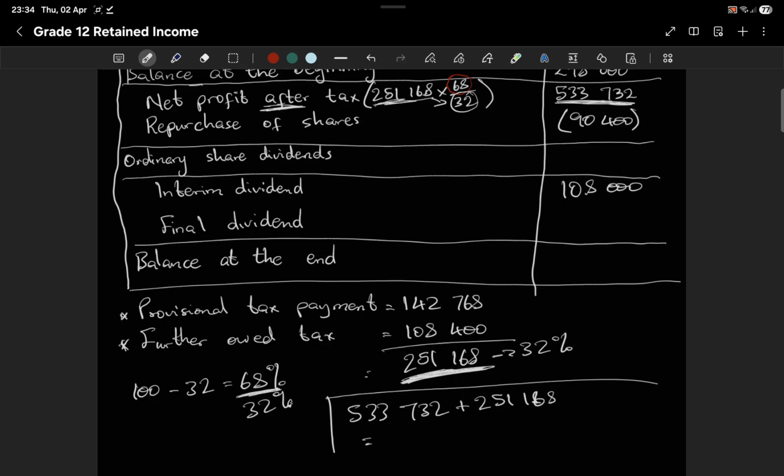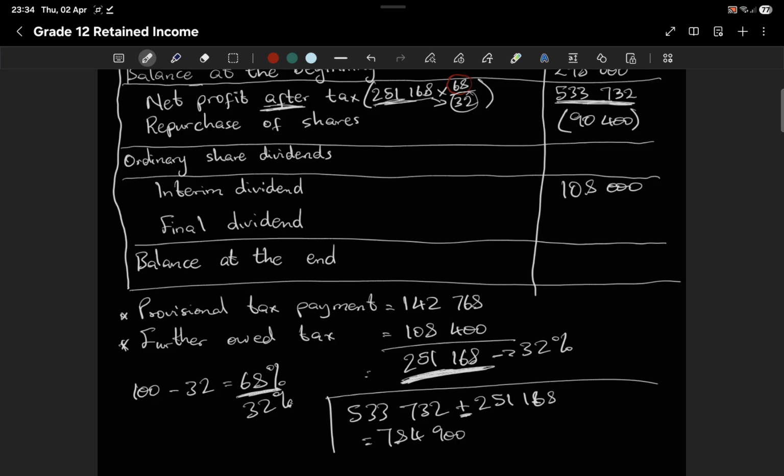Then you are going to get 784,900. Okay, with the sign, I said plus because whenever we are going backward, let's say we have a positive amount, which is the 533,732. Okay, then the income tax, in this case, on the income statement, it is a negative amount as it is put in the bracket.